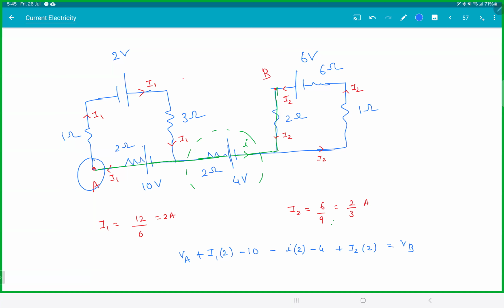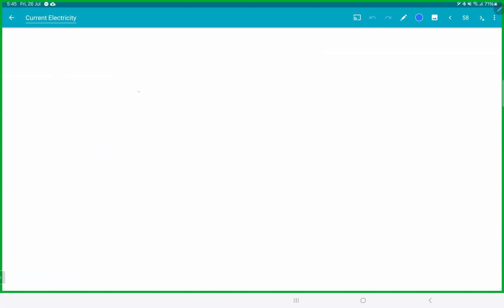You start from A, VA. Think of it like this. Let's say you're already at a height of 200 meters. You jump down a step of 2 meters, so 200 minus 2. Then you went down one more step, minus 1. Then you went up 2 steps, plus 2. Then you went down 4 steps, minus 4. You're adding. Finally, what is your height? Something of that sort we are doing.